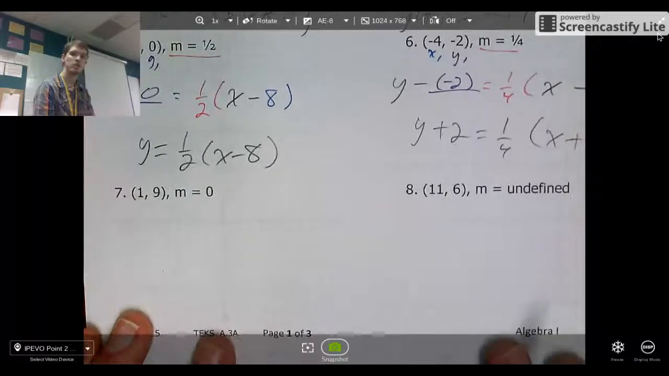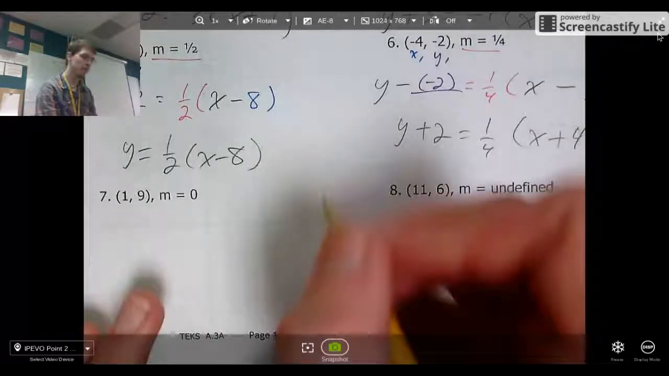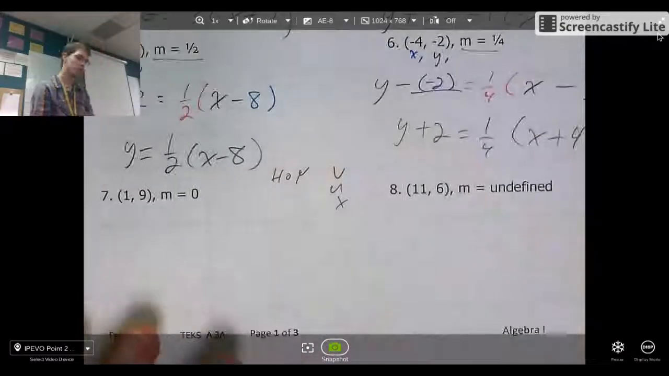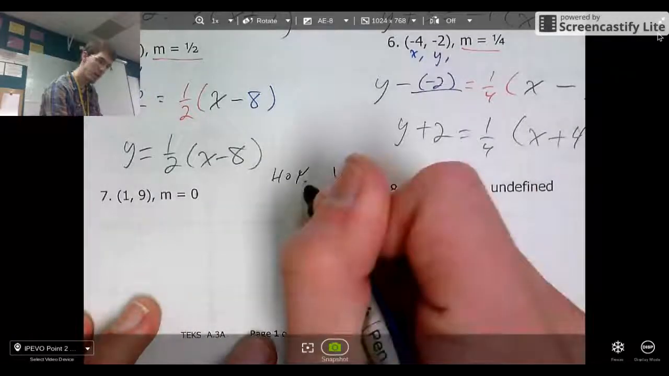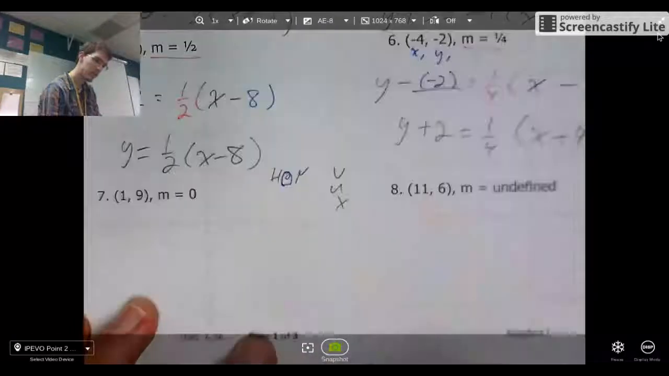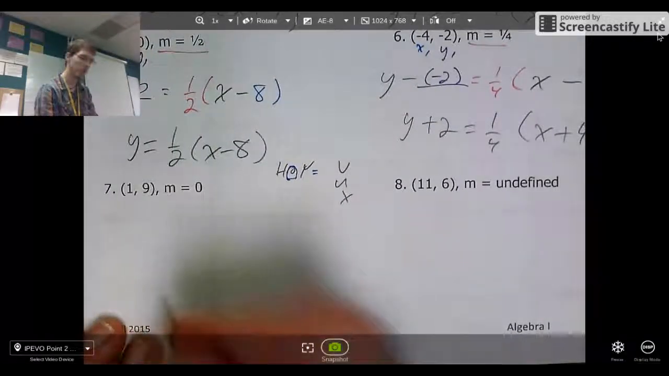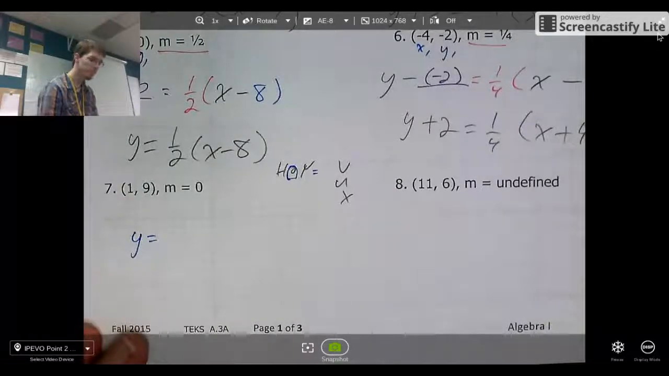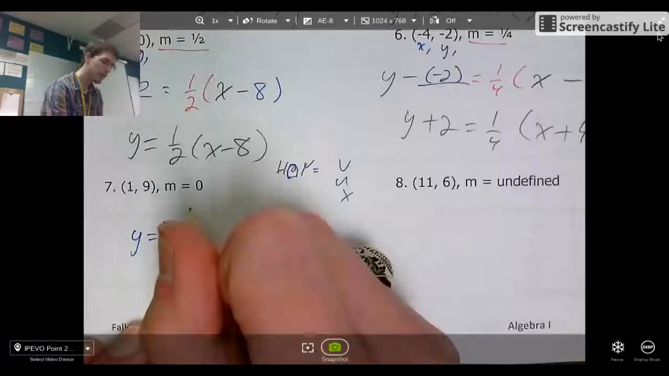Now, if you notice, we have our two special cases once again. m is 0, m is undefined. Okay, so our horizontal-vertical is really where this is coming back in handy again. If we have a slope of 0, then we get y equals something or other. Graphically horizontal. So we get y equals, what's the y in this problem? Well, it's 9. Okay, so that's kind of how I see it.